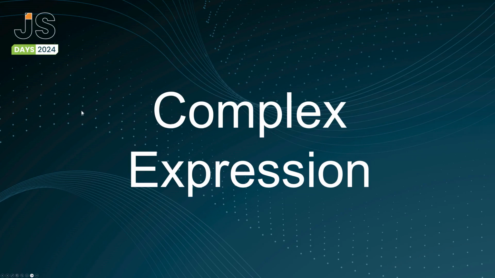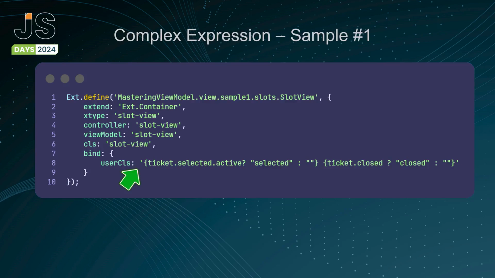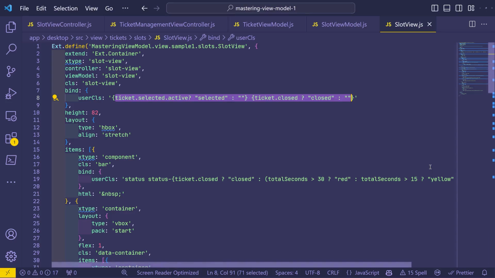Okay, so now we are going to talk about the complex expression. Here we have the complex expression, we have the simple one. We have this line of code over here. We have the line 8, where it is validating if our ticket is selected and if it is active. If it is, we are going to give a selected class to it, otherwise we don't. And the same happens to close it. If it's closed, we give the closed class, otherwise we don't. In our view, this is the line we saw in this slide.